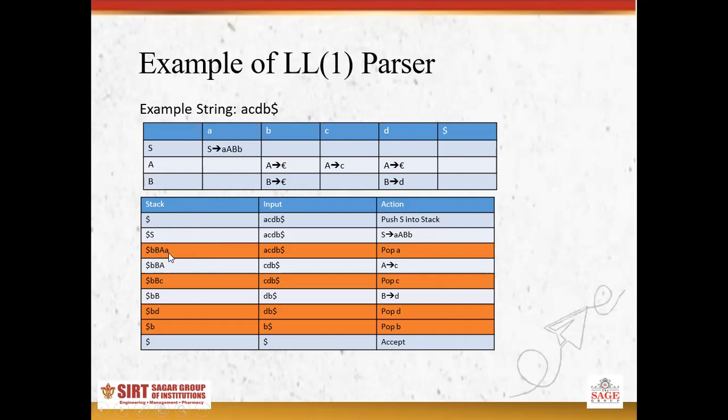Now the top of the stack is a, and the input is a. When both the input symbol and the stack top have the same symbol, we pop a from the stack. Now in the stack we have B, A. When we see A row and c column, what is the production? A is replaced by c. It means in the place of A, we put c, because of this table.